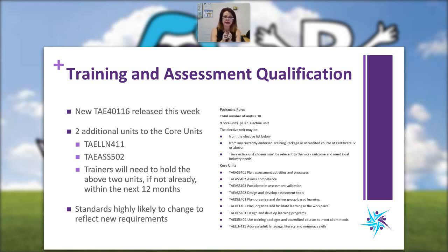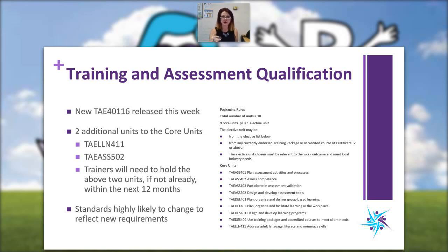Now, you'll also need the TAEASS502, which is the assessment unit, design and develop assessment tools. That's now become a core, so you'll need to now get that unit. If you didn't have it previously, because it wasn't a core before, some RTOs had it as a single unit that you could do as PD, or if you've done the diploma level, you may have done that, and they would have maybe had that as an elective in the TAE. If you haven't got that, you'll need to now upgrade to that.